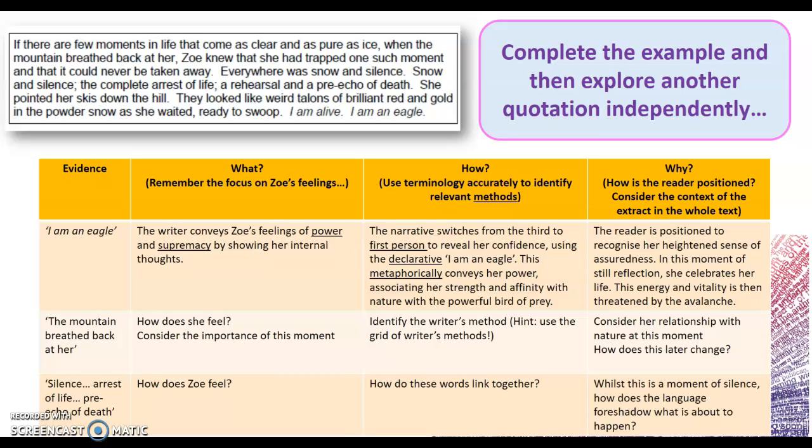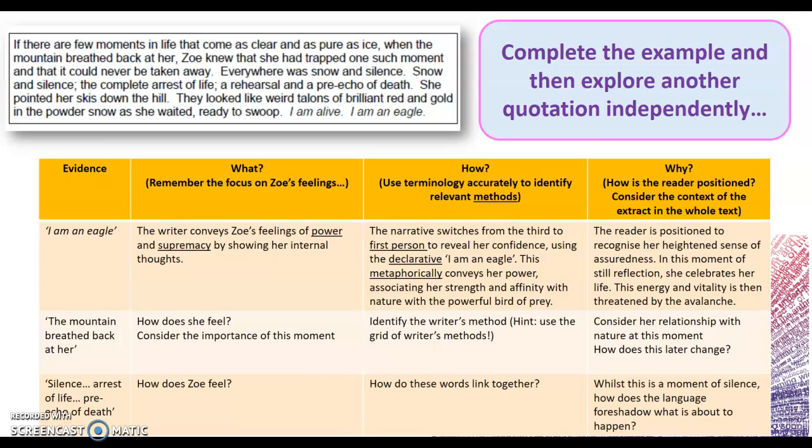And then in the why section, the reader is positioned to recognise her heightened sense of assuredness. In this moment of still reflection, she celebrates her life. This energy and vitality is then threatened by the avalanche. So even though the avalanche doesn't appear in this extract, that moment of her saying, "I am an eagle", is particularly powerful given what happens to her next. So show that you can see that.